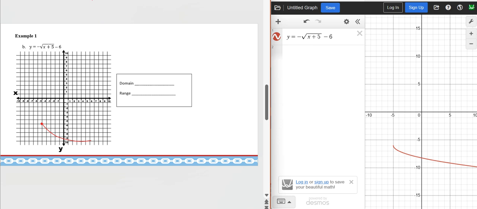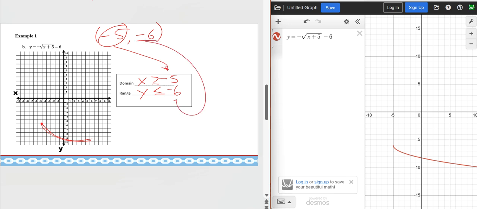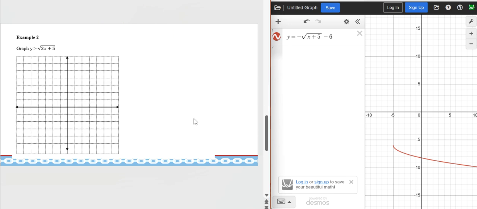So my domain is going to be still x greater than or equal to negative 5. But my range is now going to be y is less than or equal to, because it's moving down, right, from the negative 6. So my domain and range, the point that it begins, right, that negative 5, negative 6, those numbers are used in your domain and range. You just have to decide if it's increasing or decreasing from that starting point.